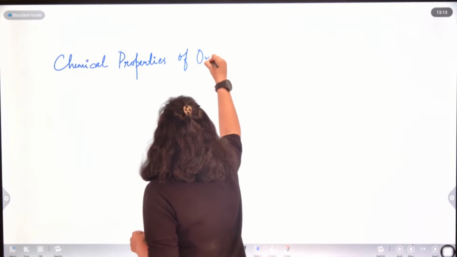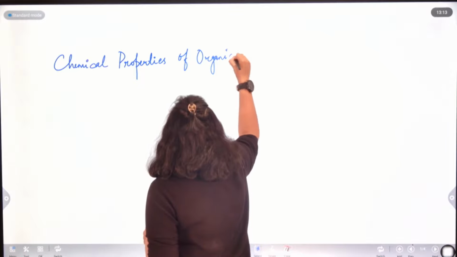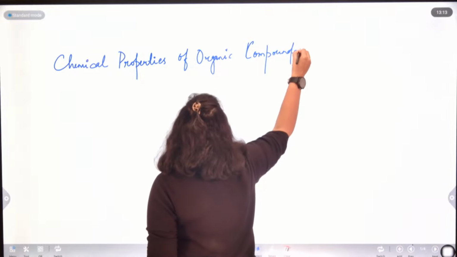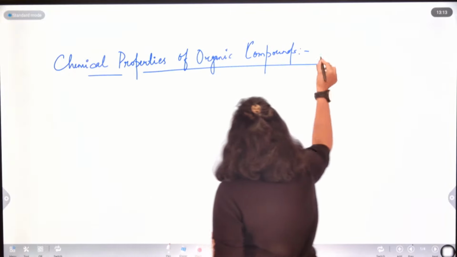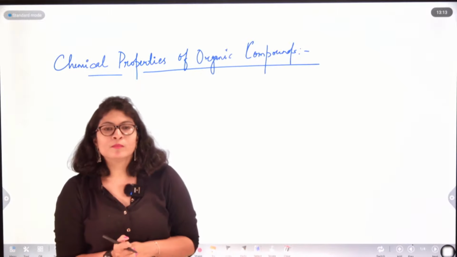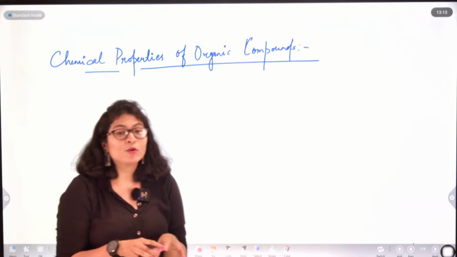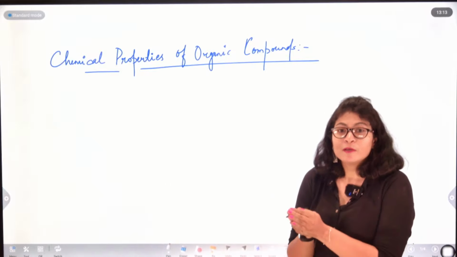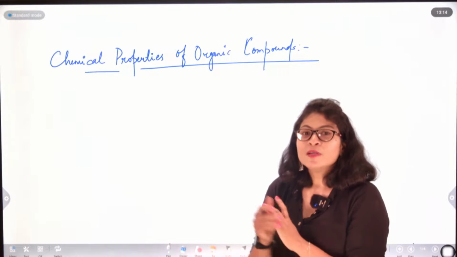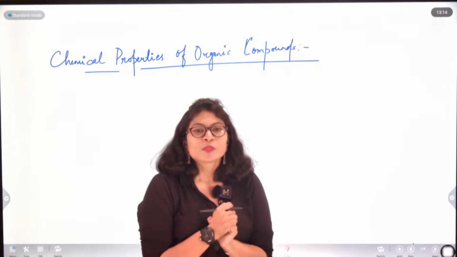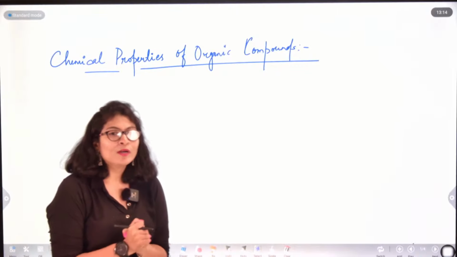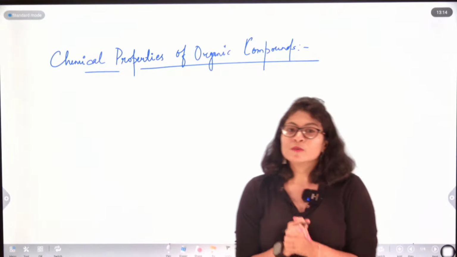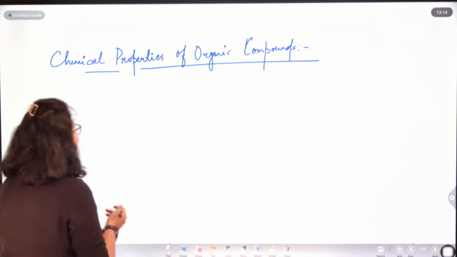Chemical properties of organic compounds. We will be dealing with some basic or broad classification of chemical properties of organic compounds. When we take up functional groups in detail, we will dive deeper into these chemical properties. Chemical reactions of organic compounds are broadly divided into certain categories. For the first one, we will take up combustion reaction.